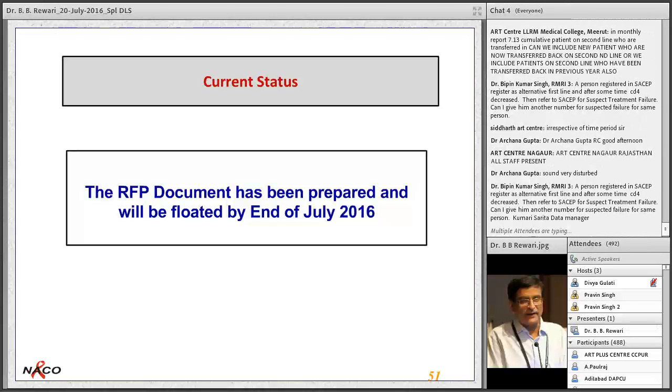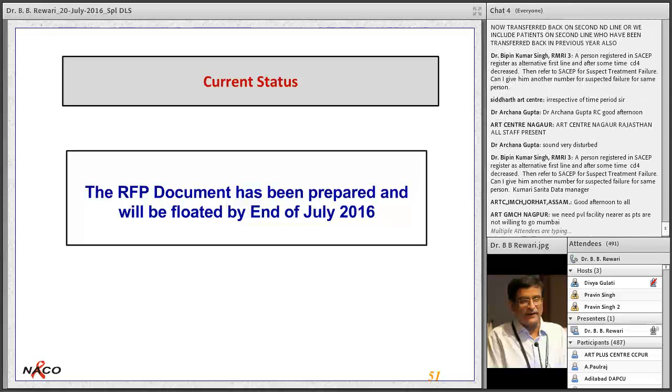Okay. A person registered in SACEP for alternative first line, after some time CD4 decreased, then referred for suspected treatment failure, calling another number. The SACEP register number remains the same.